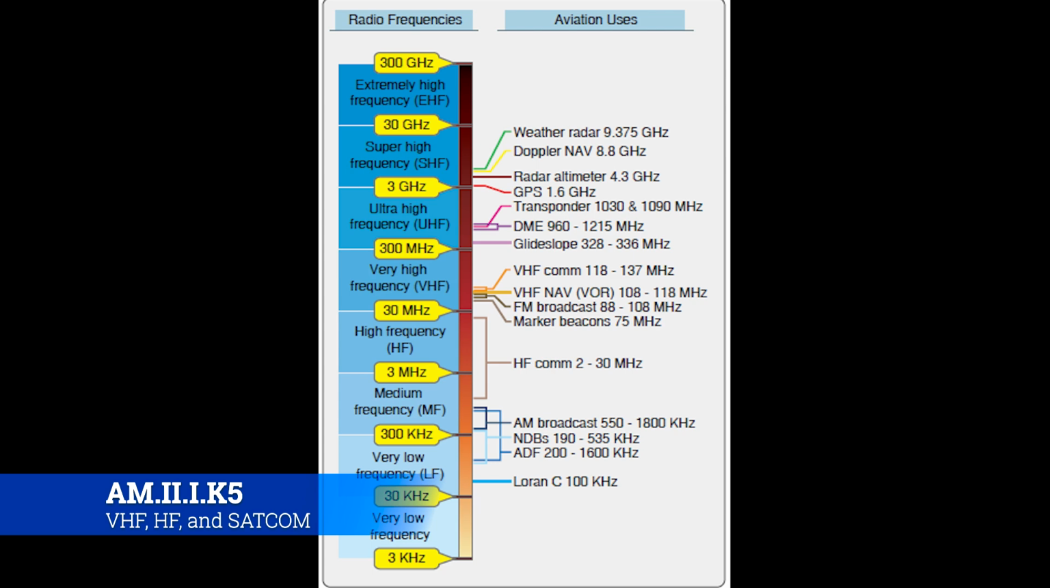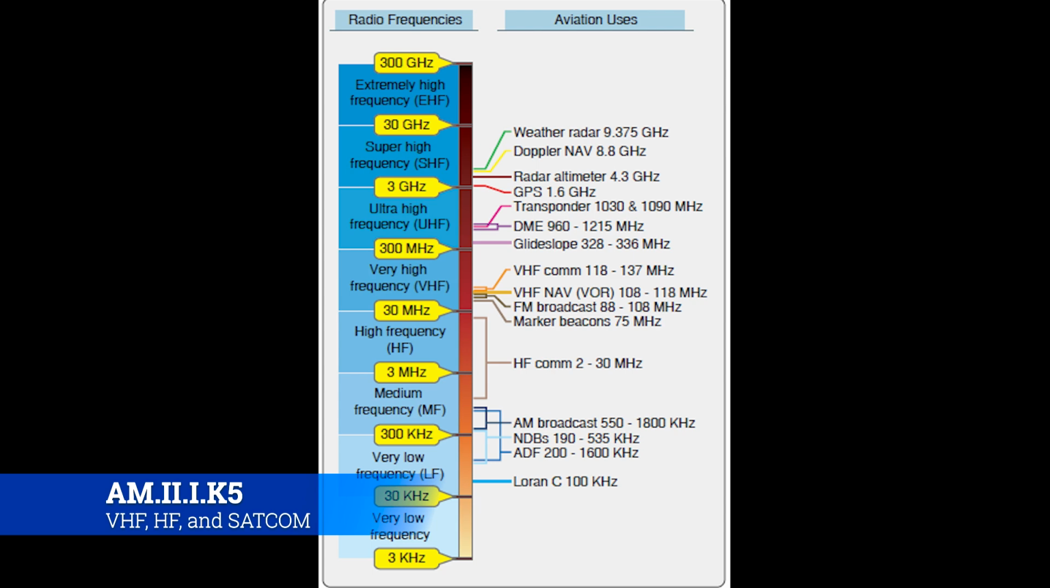Now, VHF comms go from 118 to 137 megahertz. That's going to be your most common radio frequencies that you're going to use as a pilot or a mechanic. Think about the radio frequency at Texarkana, something like 123.5, if I remember right. That fits right in between 118 and 137, and you'll tune into those radio frequencies to reach whoever you're trying to talk to.